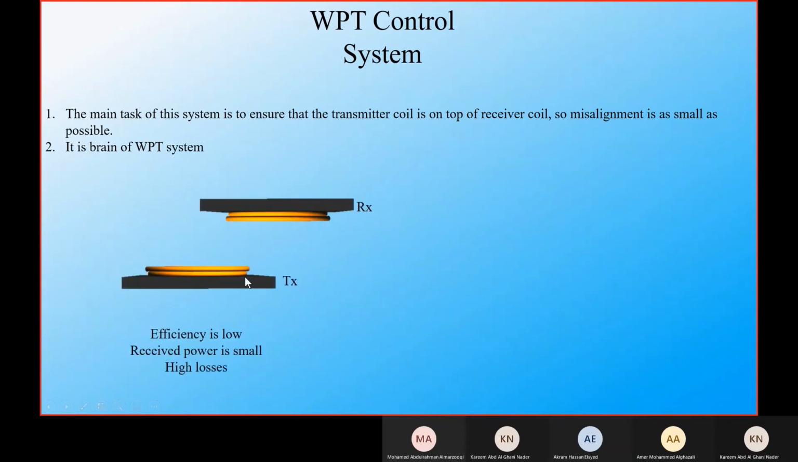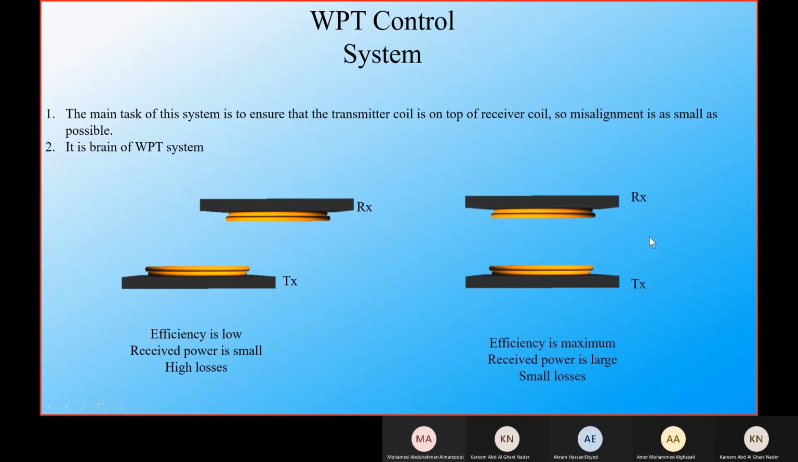When the transmitter coil and the receiver coil are not on top of each other, the efficiency will be low, the received power will be small and the losses will be high. However, when they are on top of each other, the efficiency will be maximum, the received power will be large and the losses will be small.